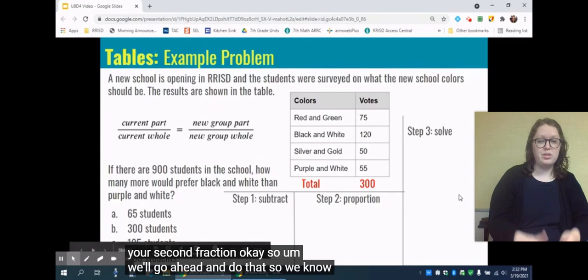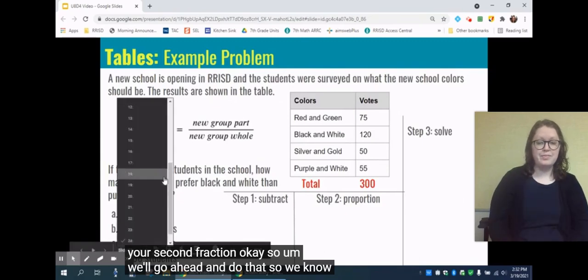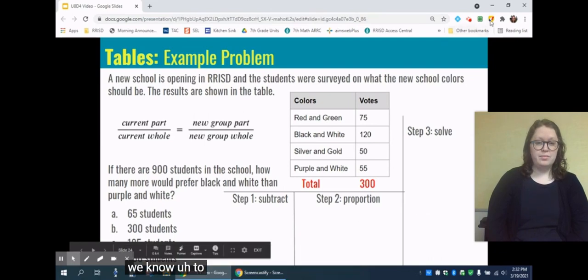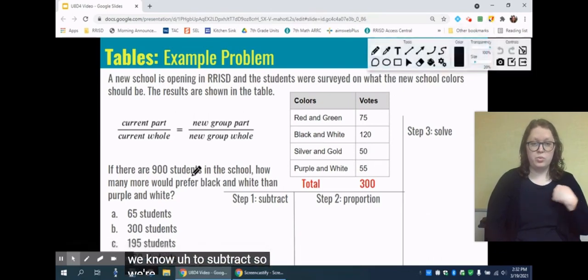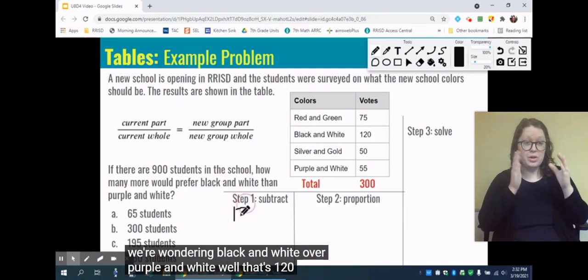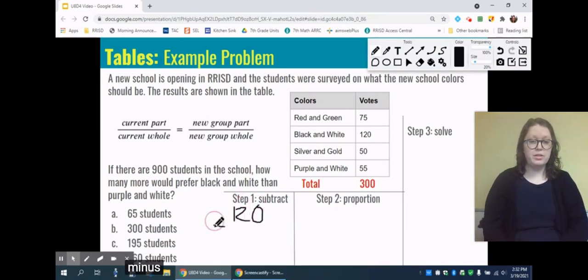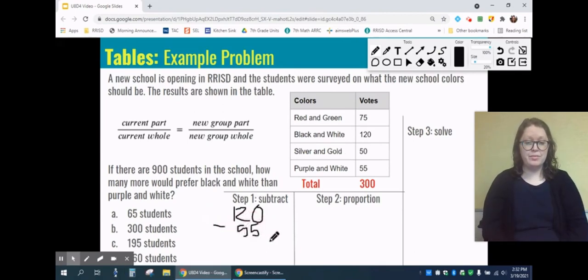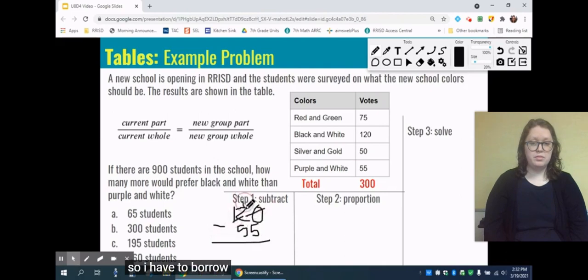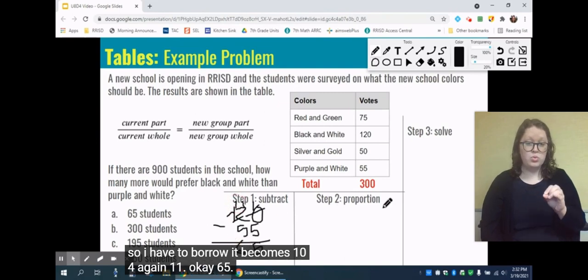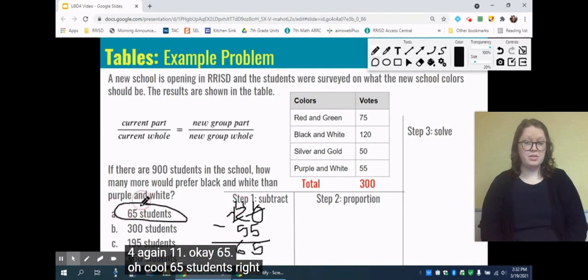So we know to subtract. We're wondering black and white over purple and white. Well, that's 120 minus purple and white, which is 55. So I have to borrow, it becomes 10. Borrow again, 11. Okay, 65. Oh, cool, 65 students, right?